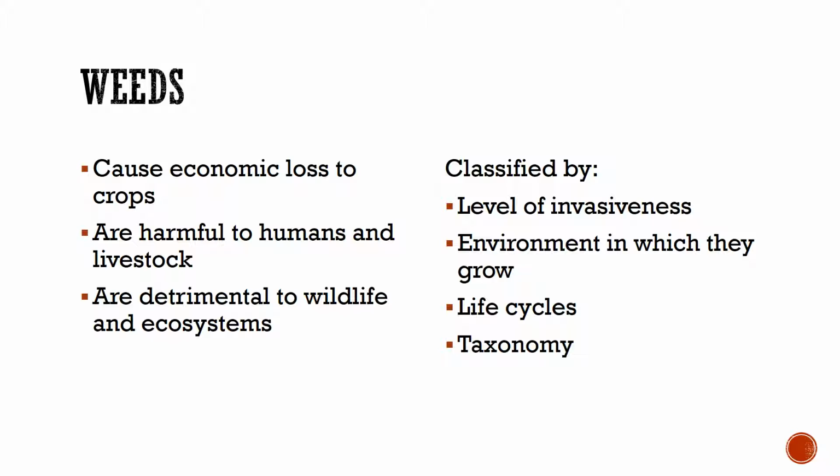So we classify weeds by four major aspects. So we'll look at the invasiveness of it. Is it very invasive? Is it not very invasive? The environment in which it'll grow. What does it grow in? Does it grow in water? Does it grow in hot weather? We'll look at the life cycle, like biannual, annual, and then we'll look at taxonomy as well.